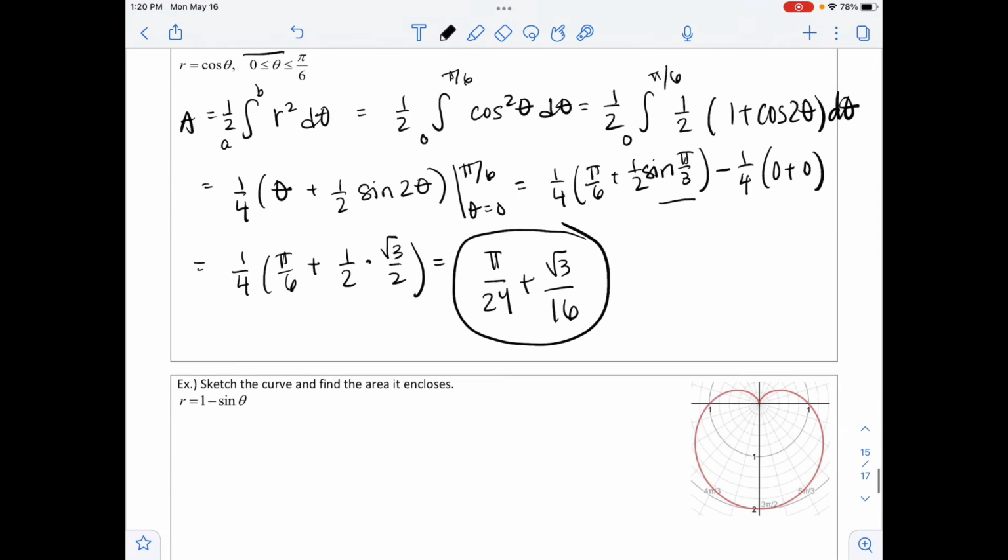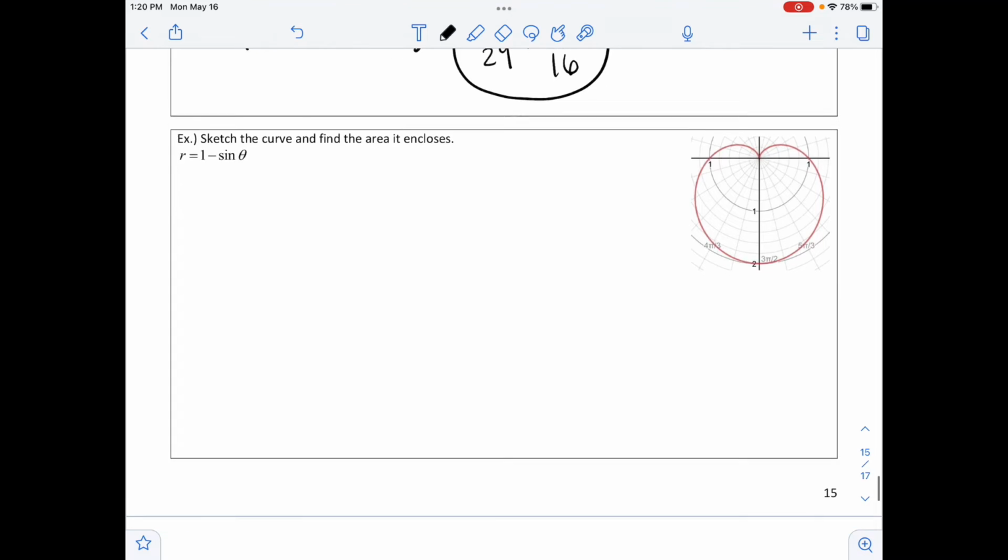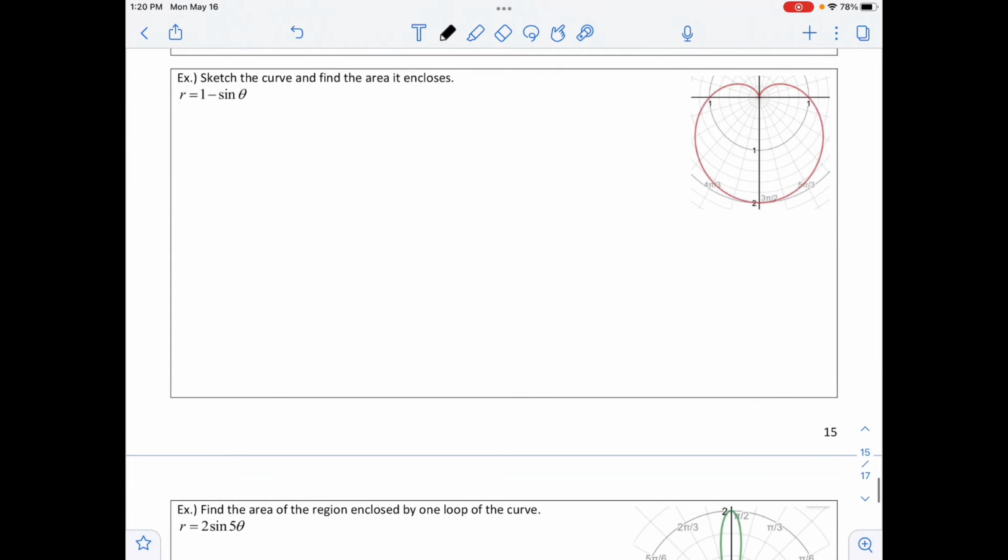We have another example below that says sketch the curve and find the area it encloses, and we're dealing with r equals 1 minus sine theta. And so dealing with 1 minus sine theta equals r, the graph is given over here. And so we're going to be looking for the area that's enclosed by this curve. And so in order to do that, we know the area formula is going to be 1/2 times the integral from A to B of r squared d theta.